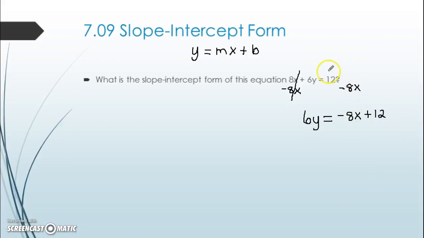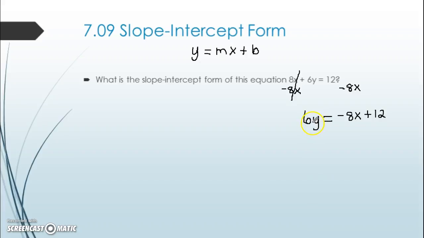Notice I didn't actually subtract 12 minus 8. They're not like terms. I can't subtract them. The x is with the 8. The 12 doesn't have an x. And I put the minus 8x term first because I want it to be in slope-intercept form where the x term comes first. So we're almost there. It almost looks like slope-intercept form.